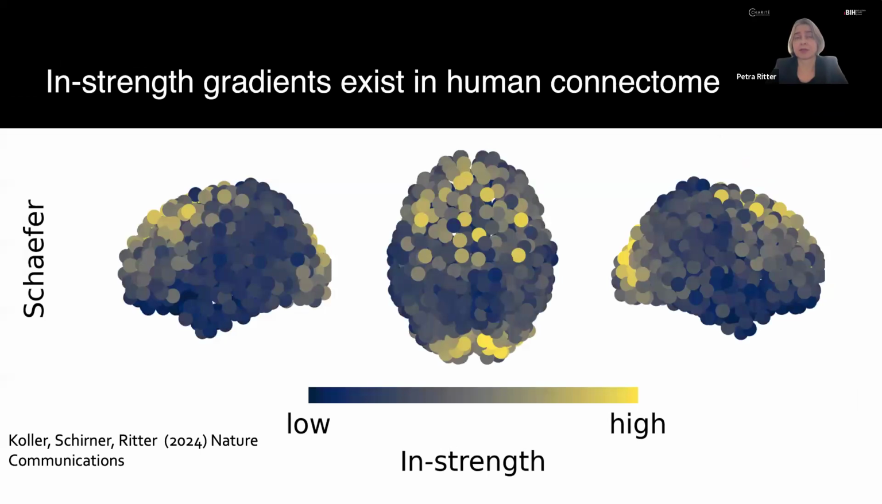So now the next question we wanted to look at is, do we have in-strength gradients in the human brain? And for this, we used the data from the Human Connectome Project. We did a Schaefer parcellation, parcellated the brain into 1,000 regions, and analyzed the in-strength gradient. As you can see here, indeed, there is a gradient. In temporal, fronto-orbital and parietal regions there are lower in-strengths, and in frontal and occipital regions we find a higher in-strength, and this generates in-strength gradients in the human brain.